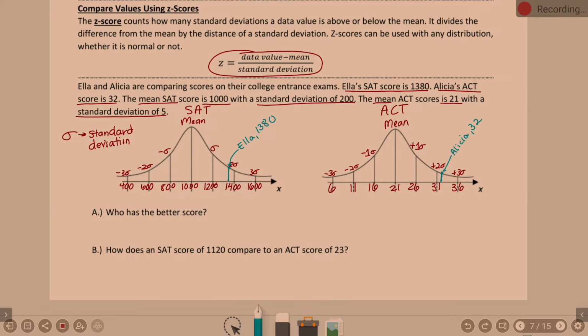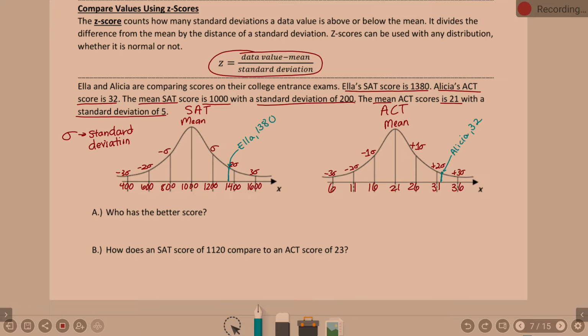Now, the idea here is that we can compare z-scores, and that's what we're introducing. So when we talk about z-scores, and this will confirm it, I just want to show you the connection here: data value minus mean over standard deviation.